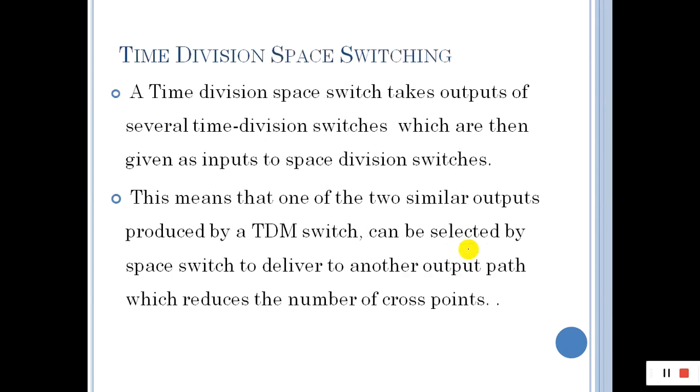Okay, a time division space switch takes the output of several time division switches, which are then given as input to space division switching. So any input can be part of any output. This means that one of the two similar outputs produced by a TDM switch can be selected by a space switch to deliver to another output path, which reduces the number of cross points.